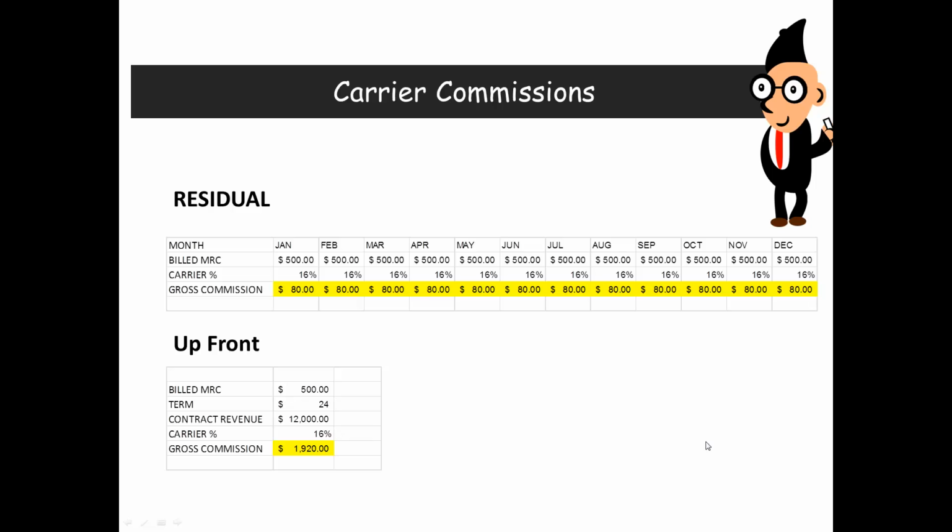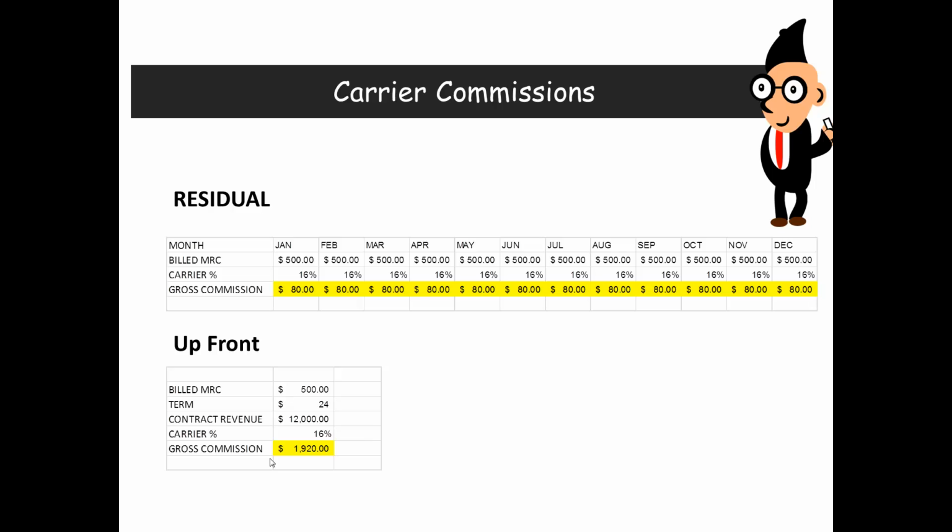The other method is the upfront method, which is not very widely used, but it is used. And in this case, we have a $500 billed MRC times a contract term, which results in a gross contract revenue over that period of term. And then we have the carrier commission, which results in a one-time payment of a gross amount. Now, note that this is not used very often, but it is used.